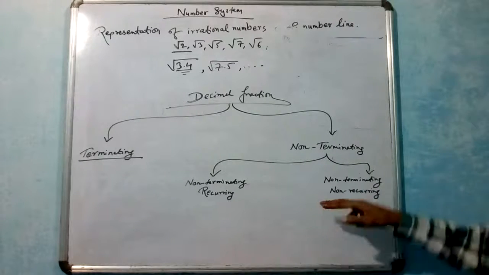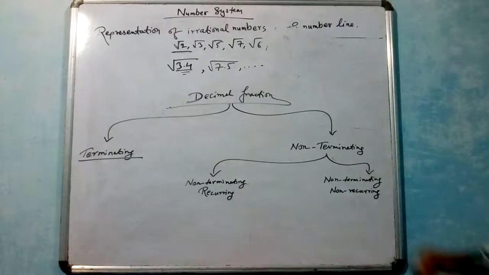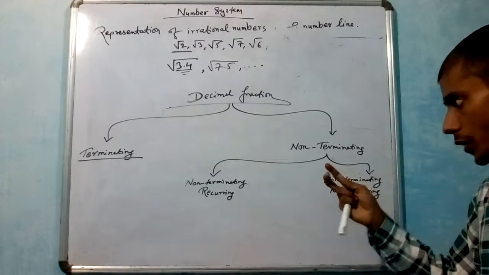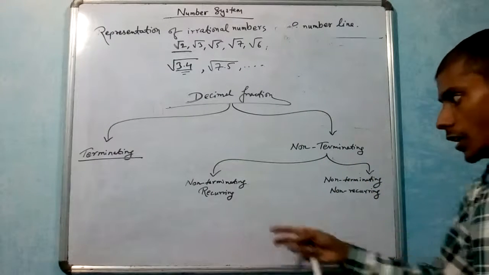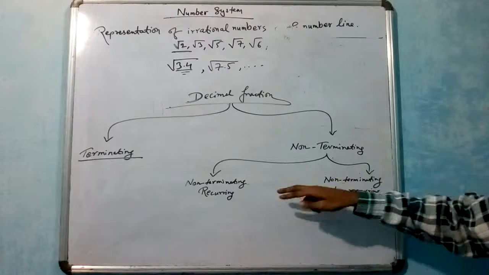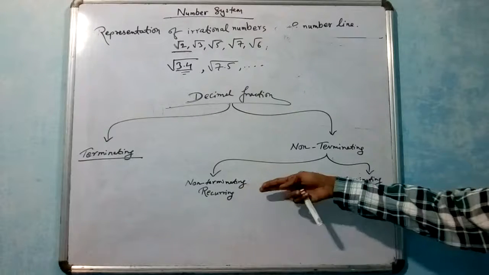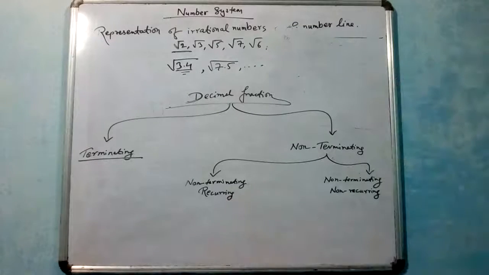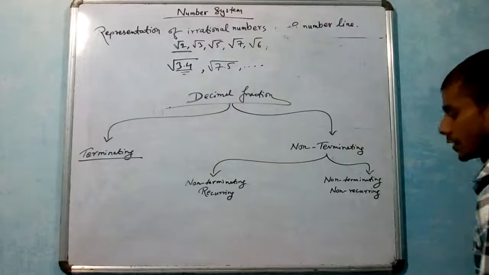Yes. So in the non-terminating, which is not stopping, we are getting two types of division. The one in which we are getting the quotient as repeated again and again, either a single digit or a group of digits getting repeated. One digit or group of digits.